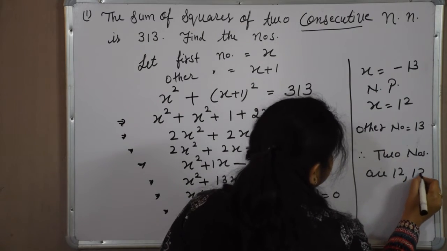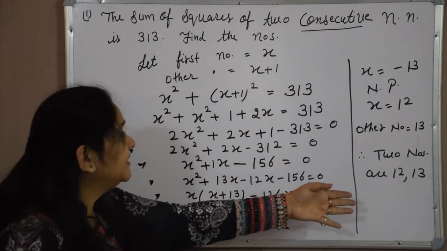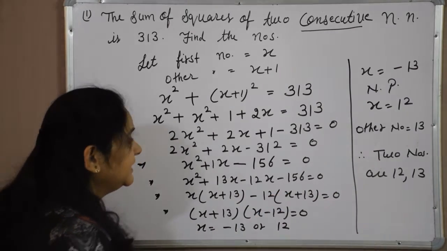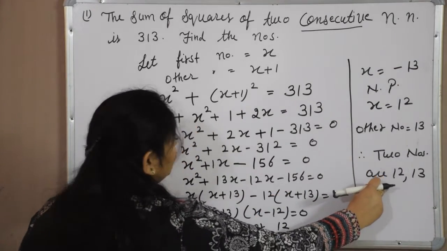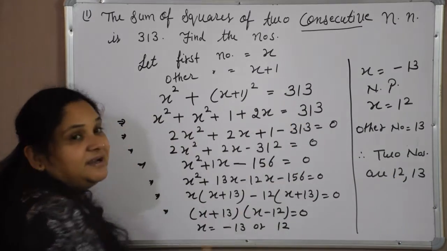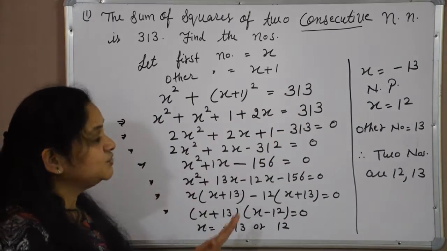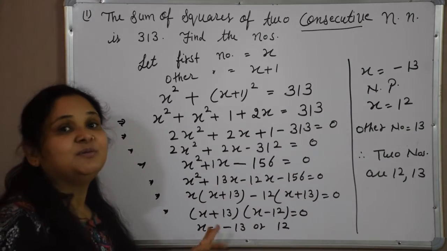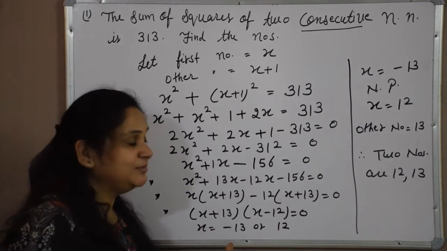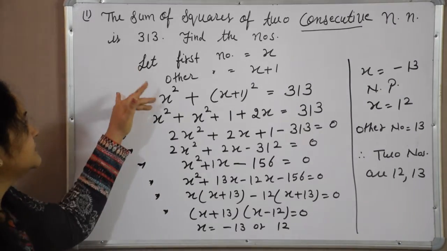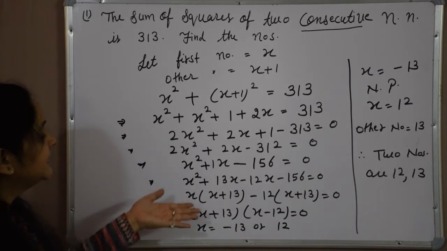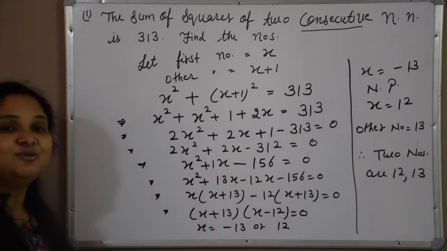12 and 13. See, they are both consecutive numbers, and if you want to verify, you can verify very easily. When you take the square, 12 square plus 13 square, you get 313. So you can verify also. Then you will be very confident about your answer. No doubt will be there. So I think you understood how we can convert a statement into a quadratic equation, and by using the previous method you can solve them very easily.